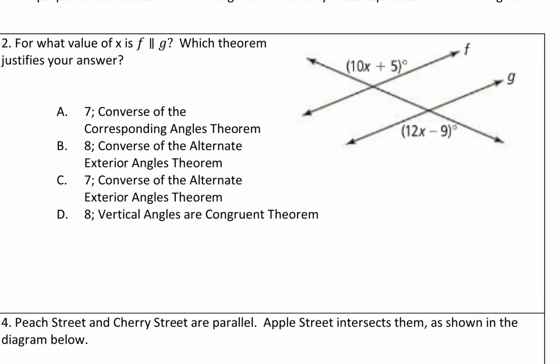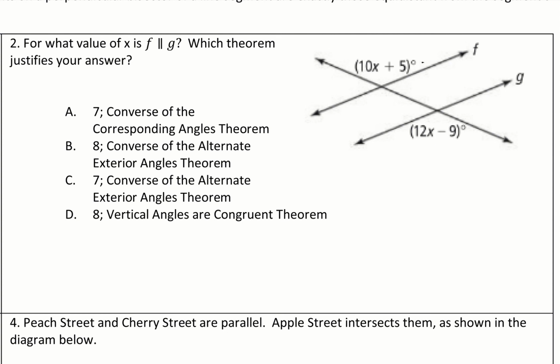Number 2, for what value of x is f parallel to g? So we want these to be parallel. And if they're parallel, then these must be congruent because they're exterior angles. These are alternate exterior angles. Alternate exterior angles must be congruent. All right, so 10x plus, so yeah, they are congruent by the converse of the exterior angles theorem. And what are they equal to? We've got to figure it out.